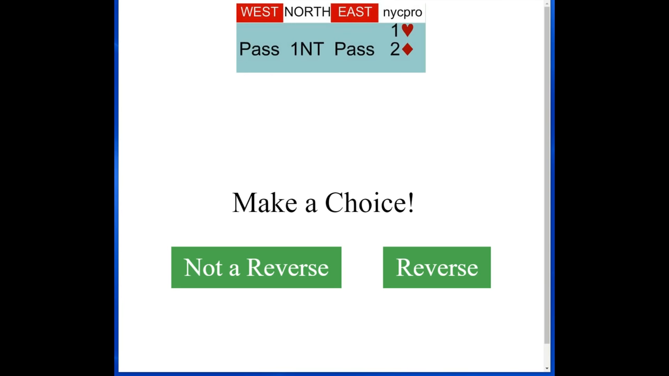And don't worry, if these seem too easy for you, we have lots of other stuff coming up later that will give you a challenge. But I want you to see this as it exists usually at the table.